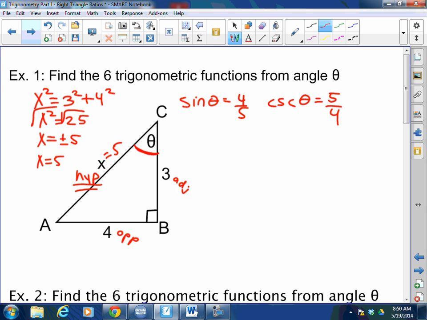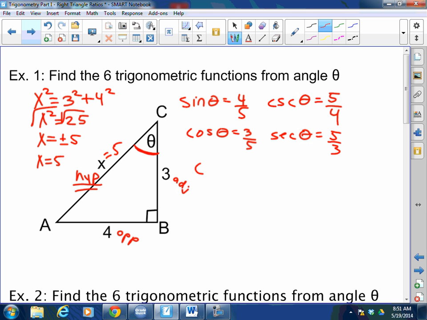You with me here? Cosine of theta. Cosine of theta is adjacent over hypotenuse, so in this case it would be adjacent over hypotenuse, 3/5. The reciprocal of the cosine is the secant. Secant of theta would be the reciprocal. So it's hypotenuse over adjacent, which is 5/3.